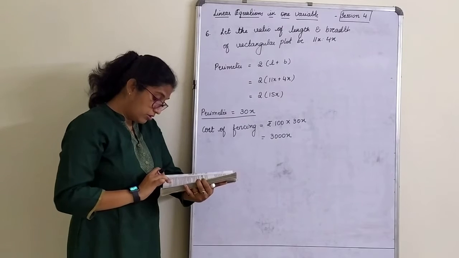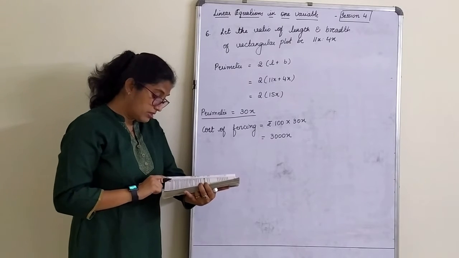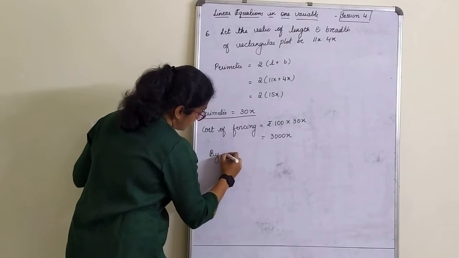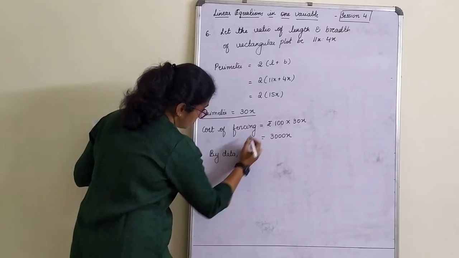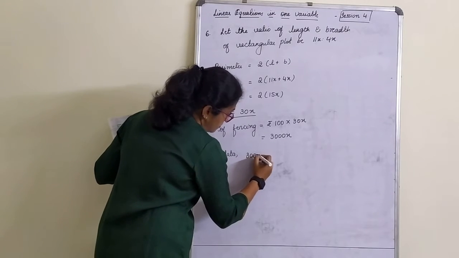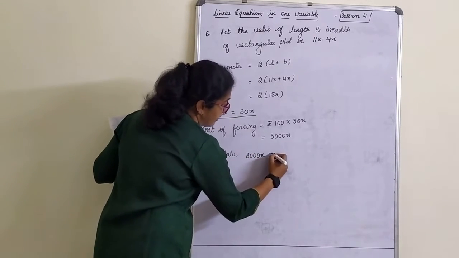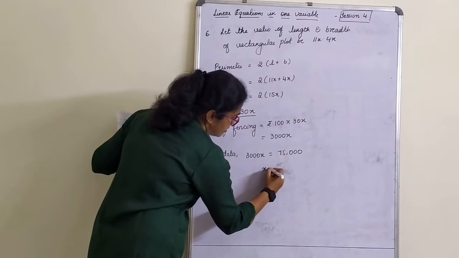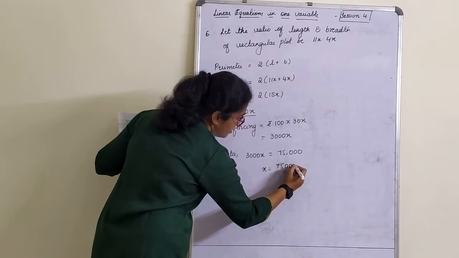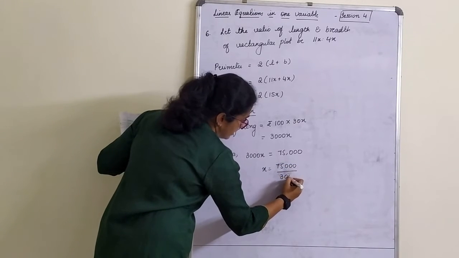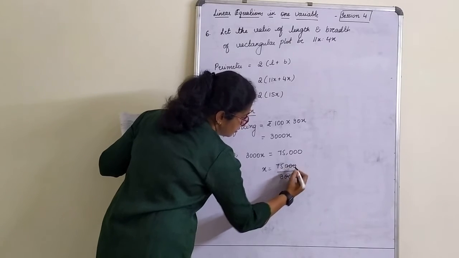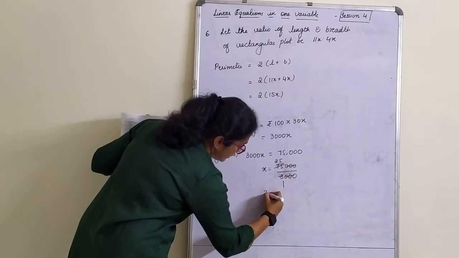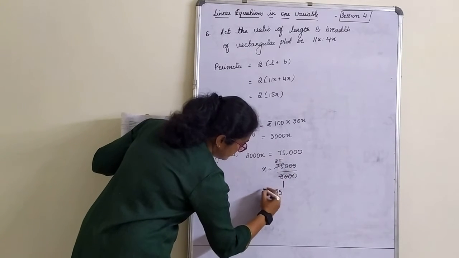So the total fencing will cost the panchayat rupees 75,000. By data, to fence this much, 3000x, it will cost 75,000. x is equal to 75,000 divided by 3,000. 3 ones are 3, 3 twos are 6, 3 fives are 15. So x is equal to 25.